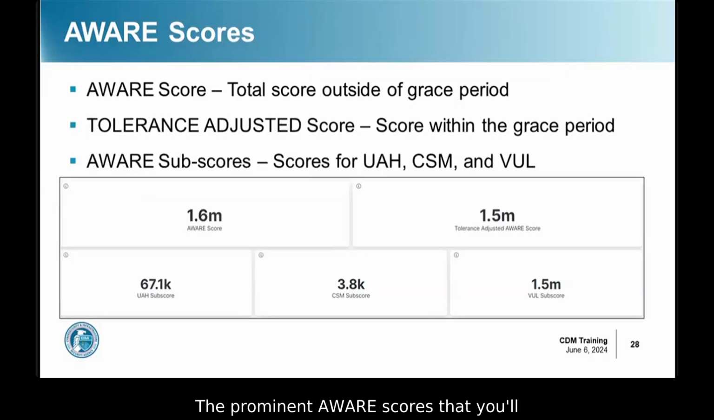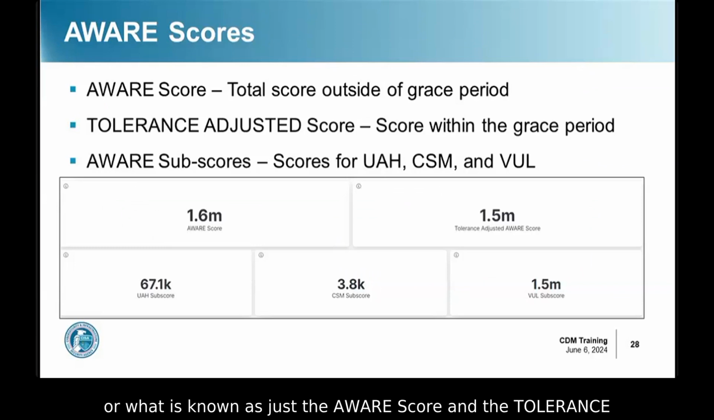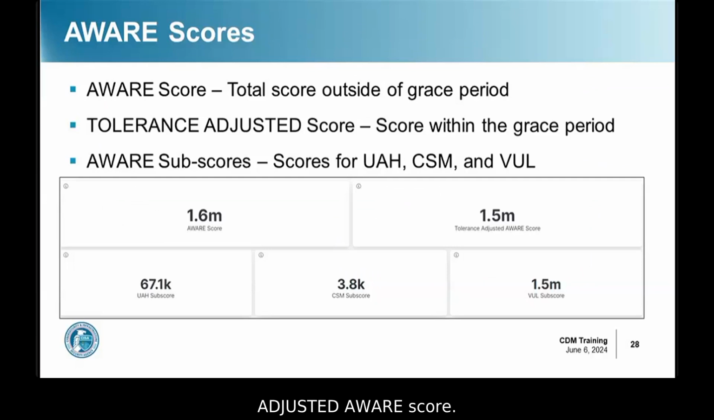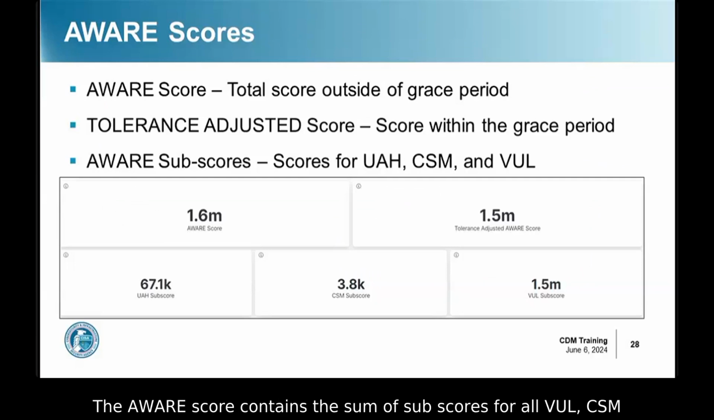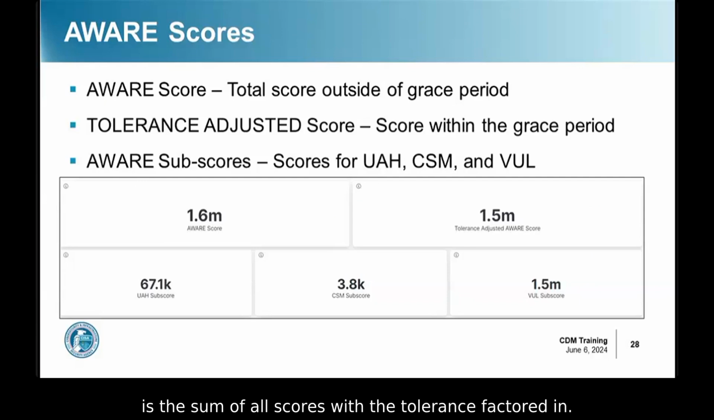The prominent AWARE scores that you'll see displayed in the dashboard are the total AWARE score, or what is known as just the AWARE score, and the tolerance adjusted AWARE score. The AWARE score contains the sum of subscores for VUL, CSM, and UAH. It doesn't factor in the tolerance metric. The tolerance adjusted AWARE score is the sum of all scores with the tolerance factored in.